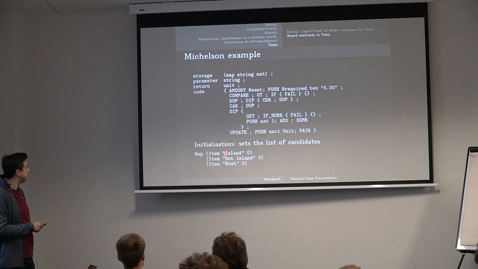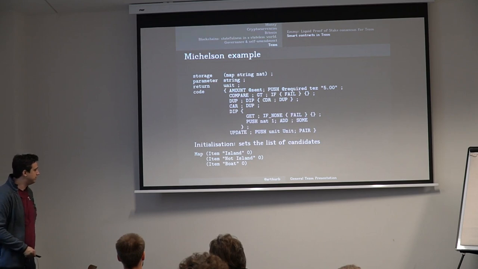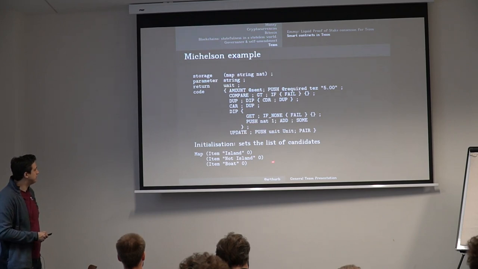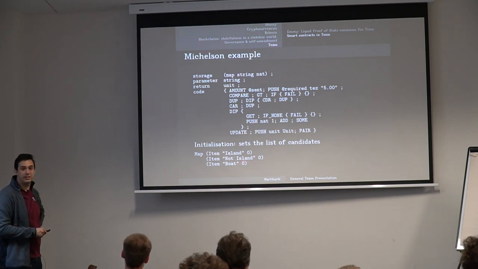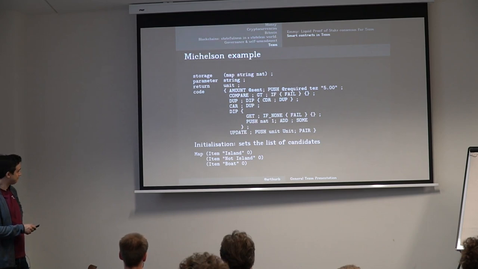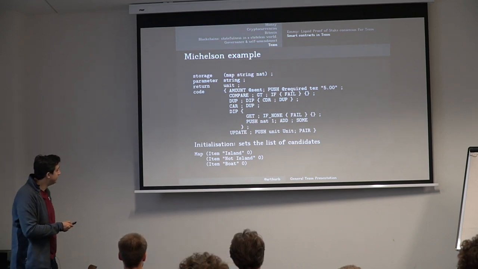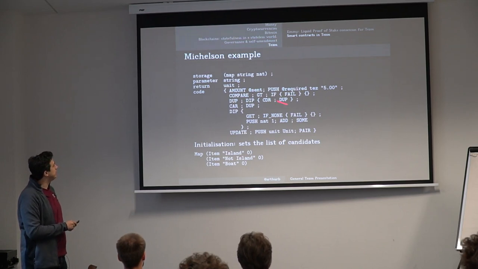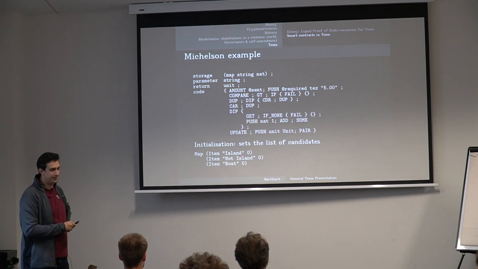And so basically, what you can do with this is people can pay 5, and they can vote on island, not island, or boat. That was a slide for a financial crypto conference where they wanted to vote on whether it was okay to do it on an island, which is a tradition, or on a boat. So anyway, that's a very simple example of Michelson. It mixes fairly understandable and readable parts with annoying stack manipulation, as you'll see.